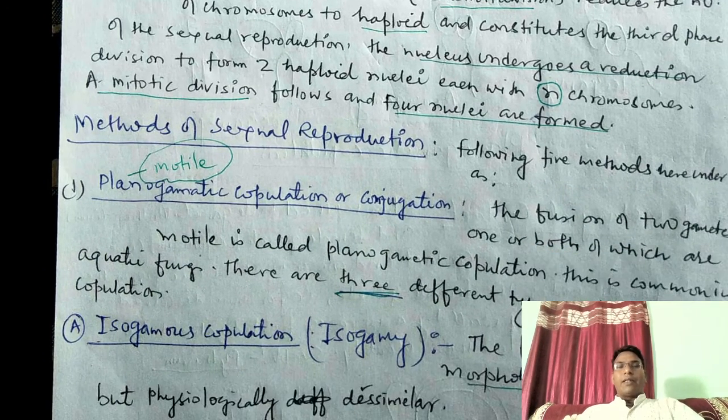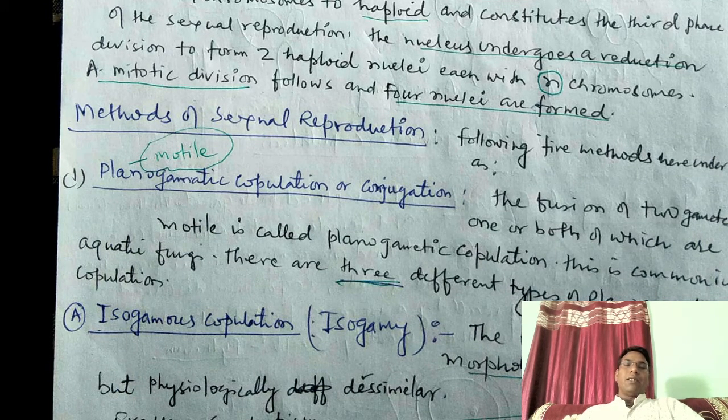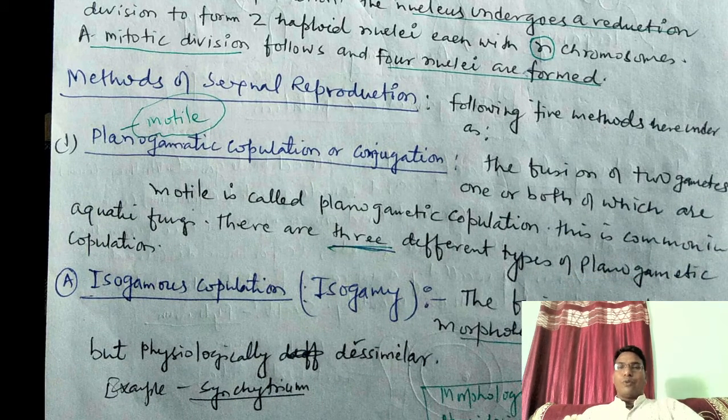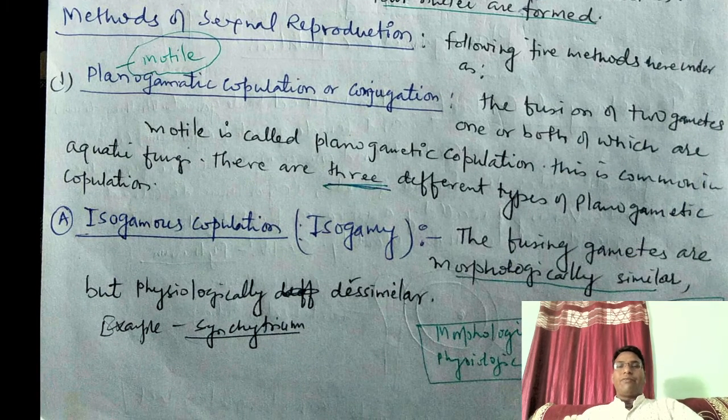Now, the methods of sexual reproduction in fungi. There are five methods of sexual reproduction. One is planogametic copulation. Planogametic means motile. The fusion of two gametes, one or both of which are motile, is called planogametic copulation. This is common in aquatic fungi. There are three different types of planogametic copulation.